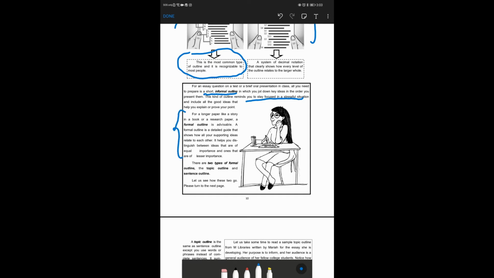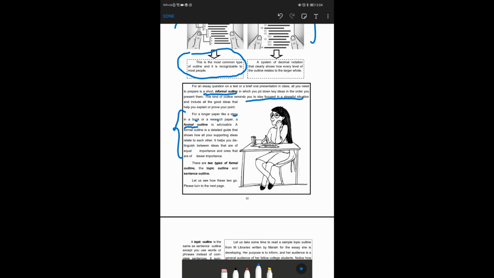Now, for the longer version, we have what we call the formal. Syempre the opposite. Kung yung short ay informal, the longer version is the formal outline. So ito yung ginagamit natin when we're writing a story, or a book, or a research paper. Ito yung dapat mong gamitin. This is the advisable type of outline you need to use.